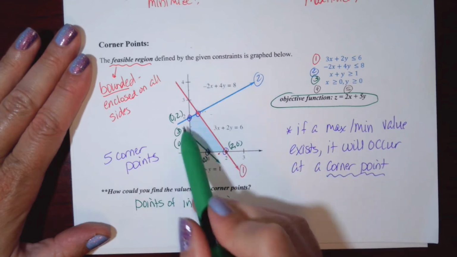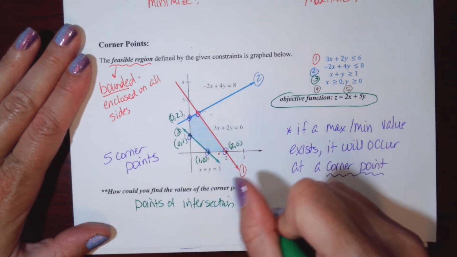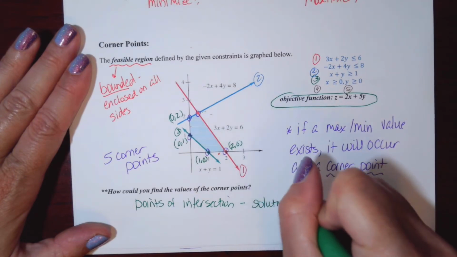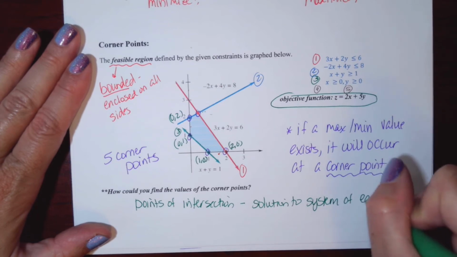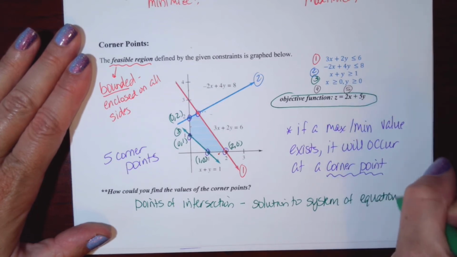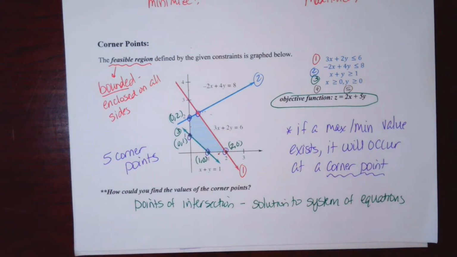So when I'm intersecting on an axis, it's easy. If it's not on an axis, I have to find the solution to the system of equations, which ties us back to our last unit. You know how to solve systems. We can add, we can substitute. All right.